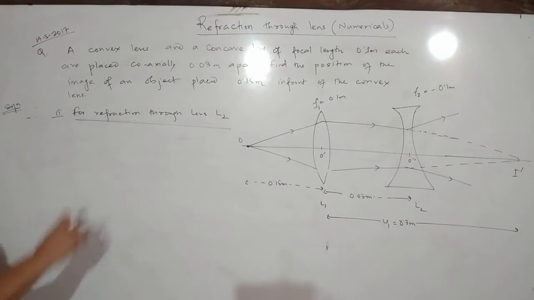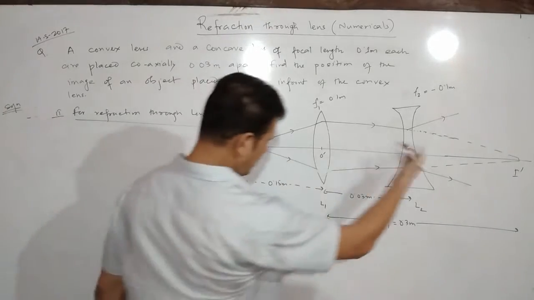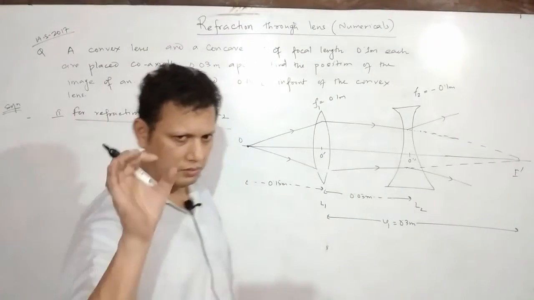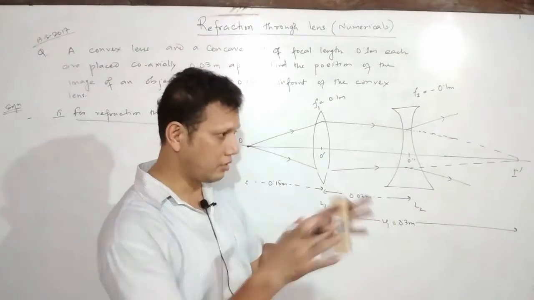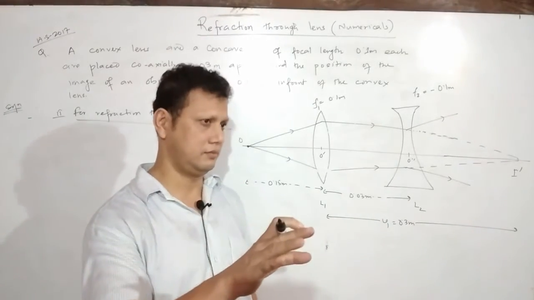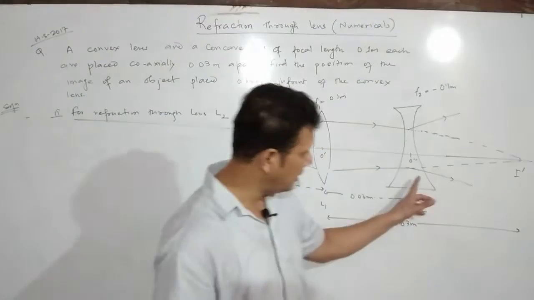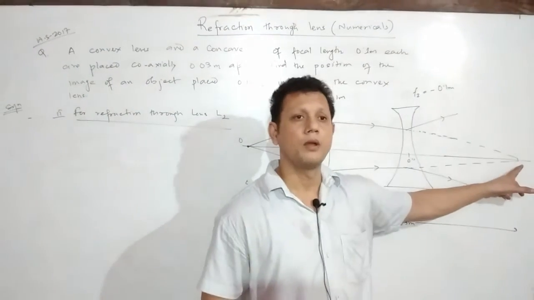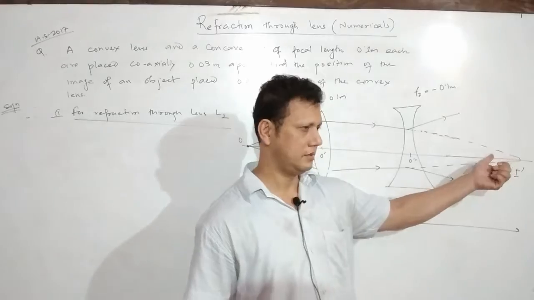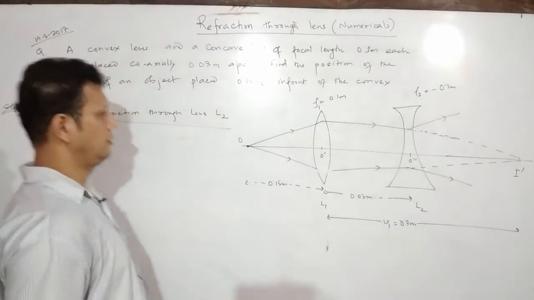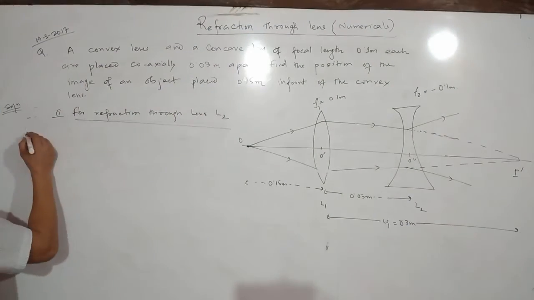Okay, so any problem that involves two lenses, any numericals where there are two lenses, you must use this concept. That means for one lens it can be an image, but for the other lens it could be an object, and that object here is what? Virtual.